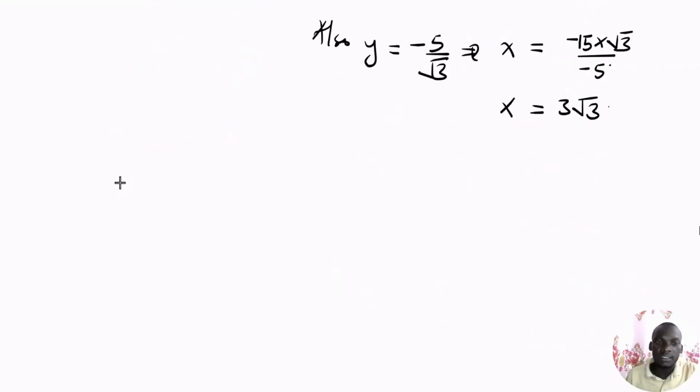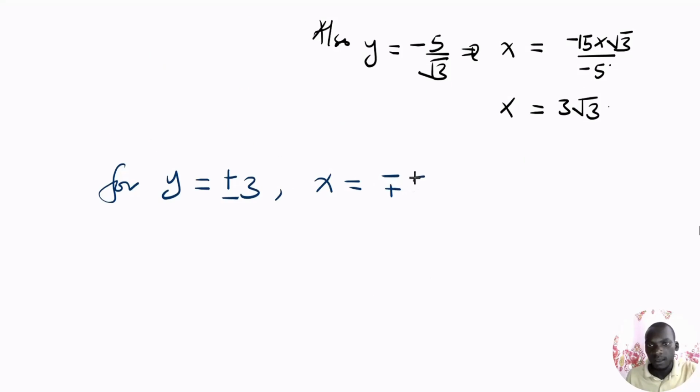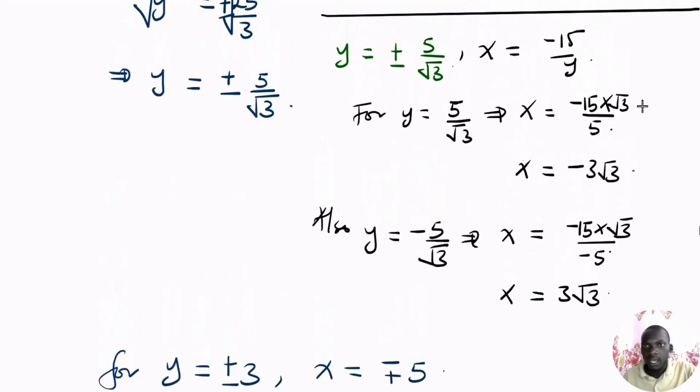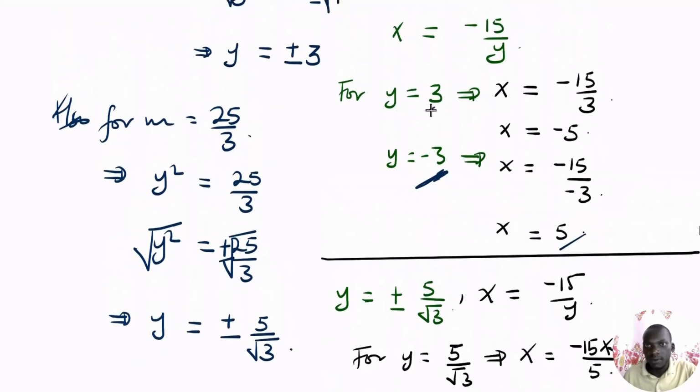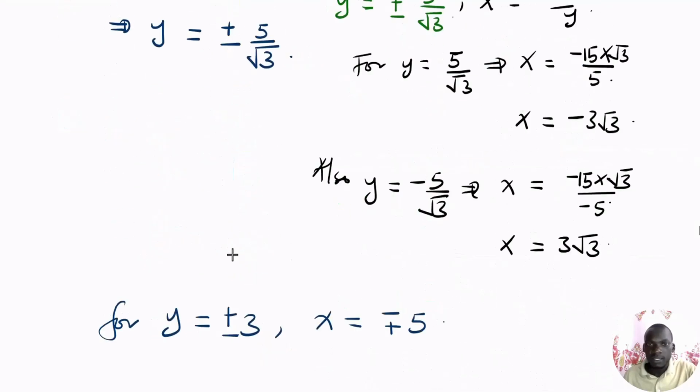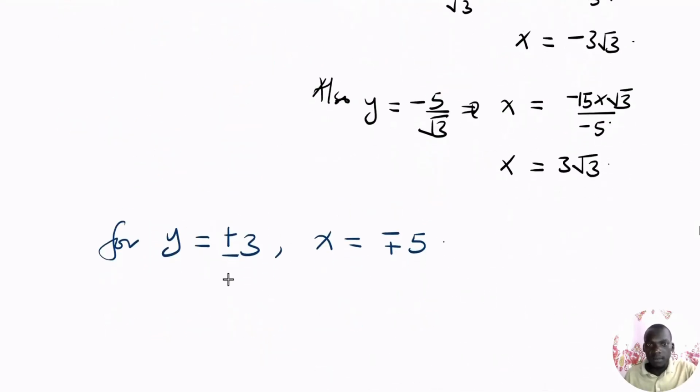It implies that for y equals positive or minus 3, x equals negative or plus 5. It means that when y is a positive 3, then x is negative 5, and also when y is negative 3, then x is a positive 5. As we have seen from here, when y is negative 3, x is positive 5, and when y is positive 3, x is negative 5. This is what we have stated here mathematically.